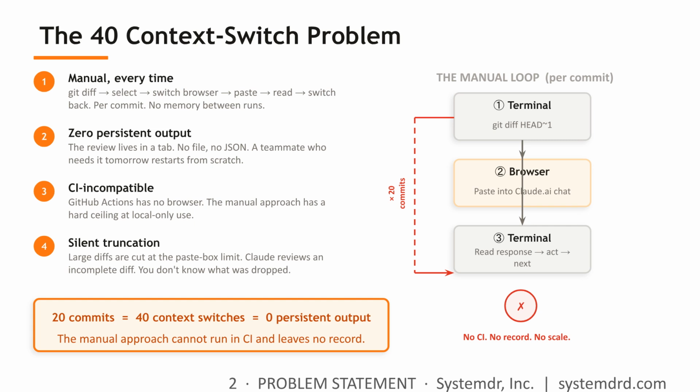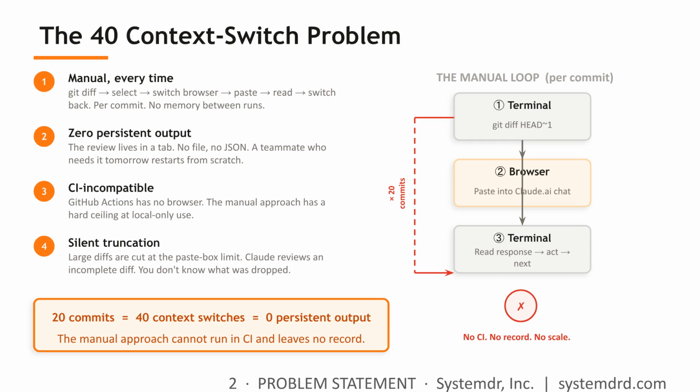But the context switches are actually the smallest problem. Look at what this workflow produces. Nothing persistent. The review lives in a browser tab. There's no file, no JSON, no record. When a teammate asks, "What did Claude say about that payment service change last Tuesday?" you have nothing to show them unless that browser tab is still open. And it's completely incompatible with CI. A GitHub Actions runner does not have a browser. The moment you want this to run automatically on every pull request, the entire approach hits a hard wall.